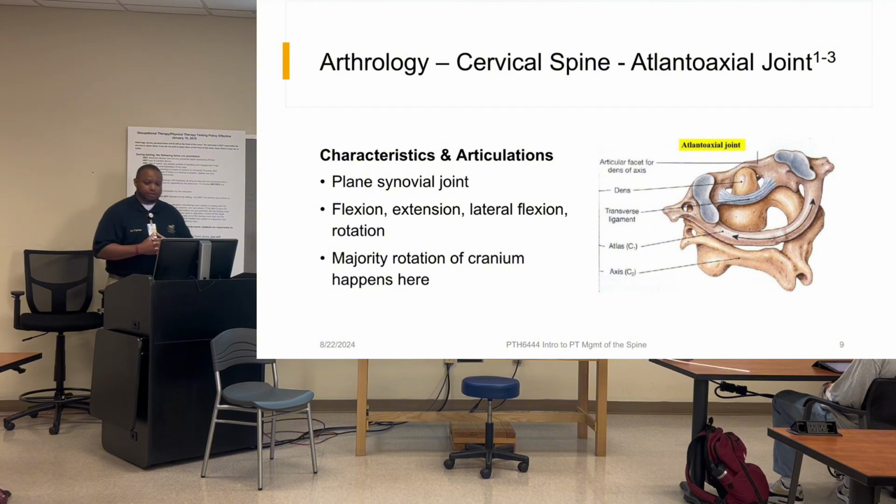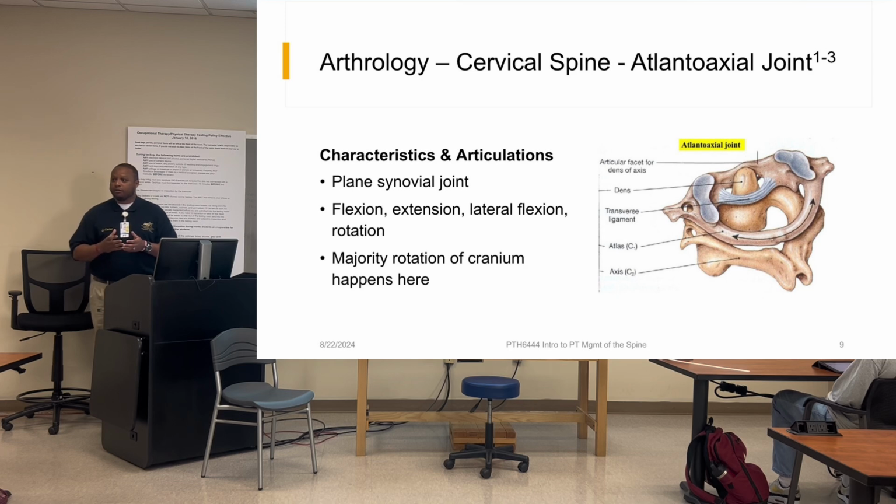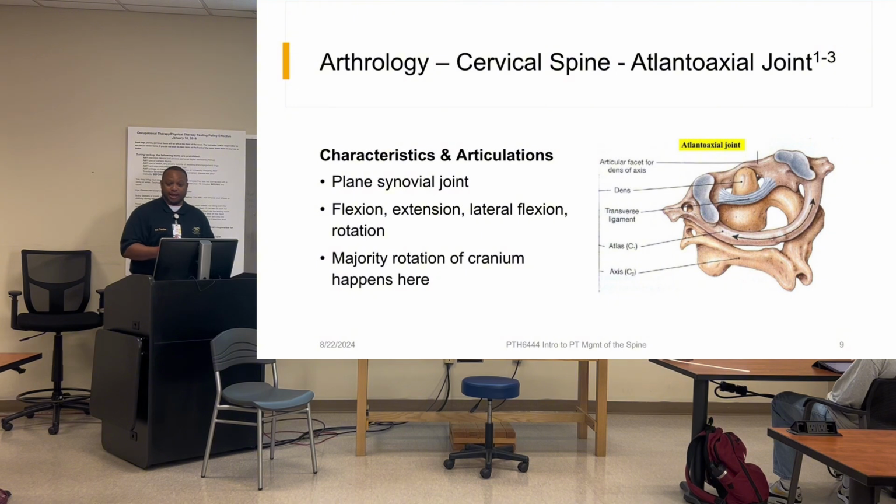All right, so you got your atlanto-axial joint, which is a plain synovial joint. It does forward bending, it does backward bending, it does side bending, and it also does rotation. Majority of the rotation of the cranium happens here. About 60% of the cervical spine rotation occurs at the subcranial spine. Now that is significant because if your patient is lacking in rotation, and significantly in rotation, that means you need to know how to assess the subcranial spine.